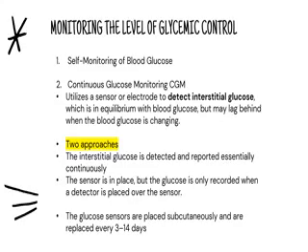Monitoring the level of glycemic control: self-monitoring of blood glucose, continuous glucose monitoring that is increasingly being advised these days. It utilizes a sensor or electrode to detect interstitial glucose, which is in equilibrium with blood glucose, but may lag behind when the blood glucose changes. Two approaches. The interstitial glucose is detected and reported essentially continuously. The sensor is in place, but the glucose is only recorded when the detector is placed over the sensor. Or the glucose sensors are placed subcutaneously and are replaced every 3 to 14 days.